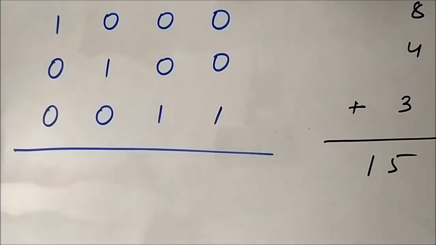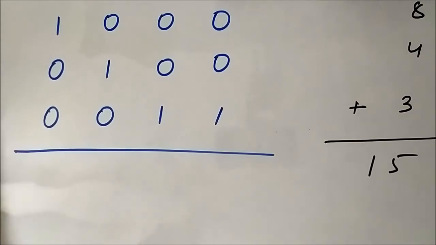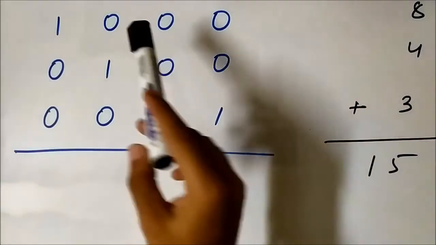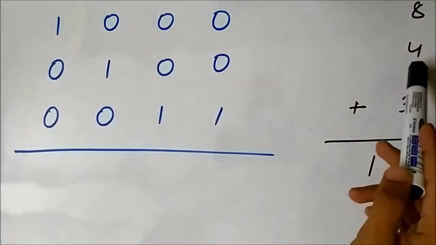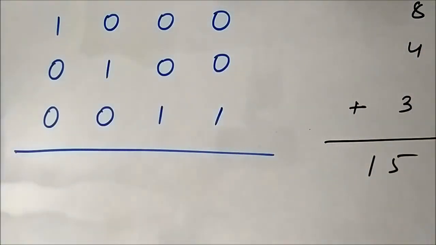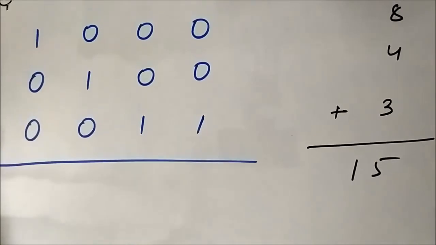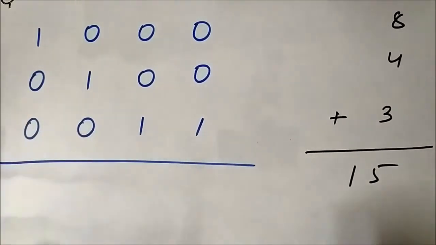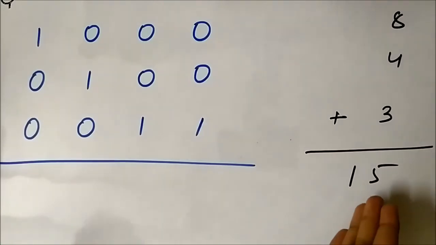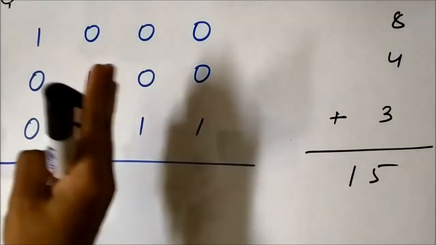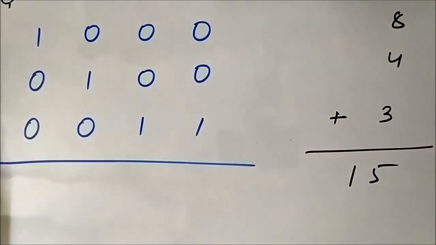Now suppose you come across an addition operation involving binary numbers like this. Okay, three binary numbers back to back. Here we have taken 8, 4 and 3. In base 10 or decimal number system, the result is 15. Now let us see if we get the same result in base 2 or binary form.